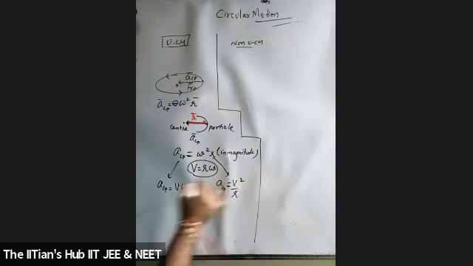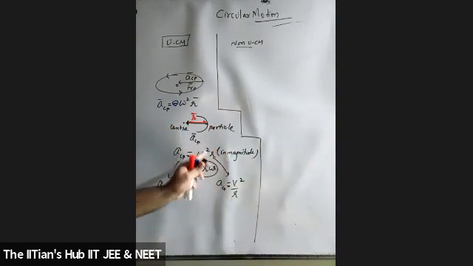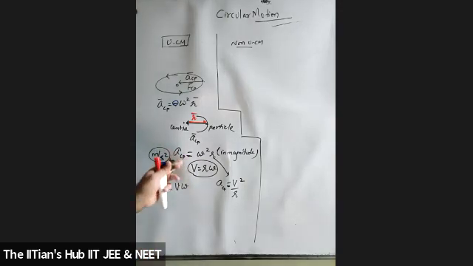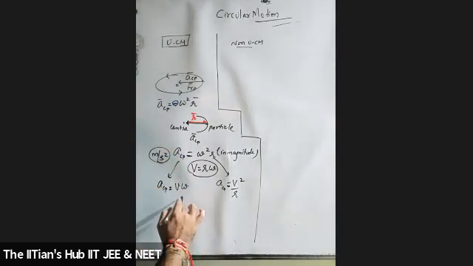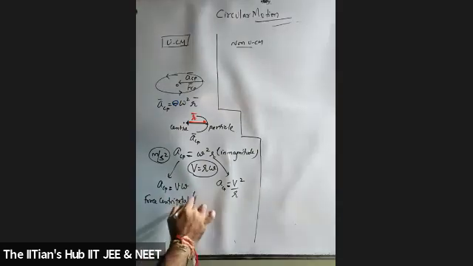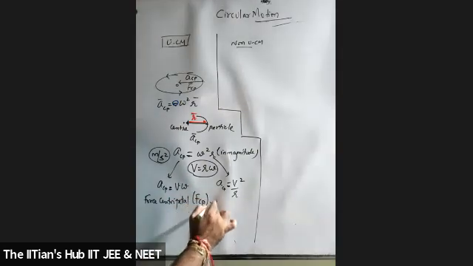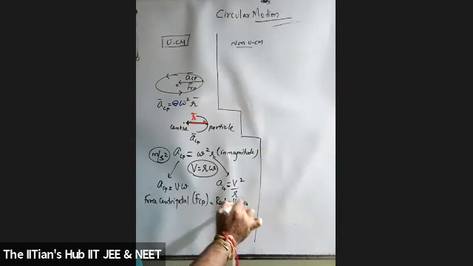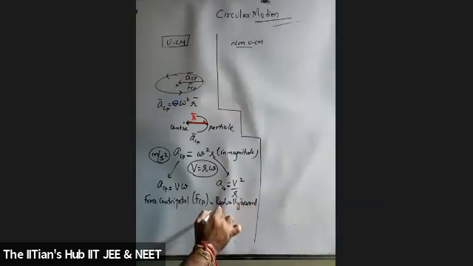So students, how many formulas you have for acceleration centripetal? 3 formulas. Omega square into r, v into omega, v square by r. This centripetal acceleration is always in meter per second square, students. The corresponding force we called as force centripetal, which is radially inward force, students. It's a radially inward force.